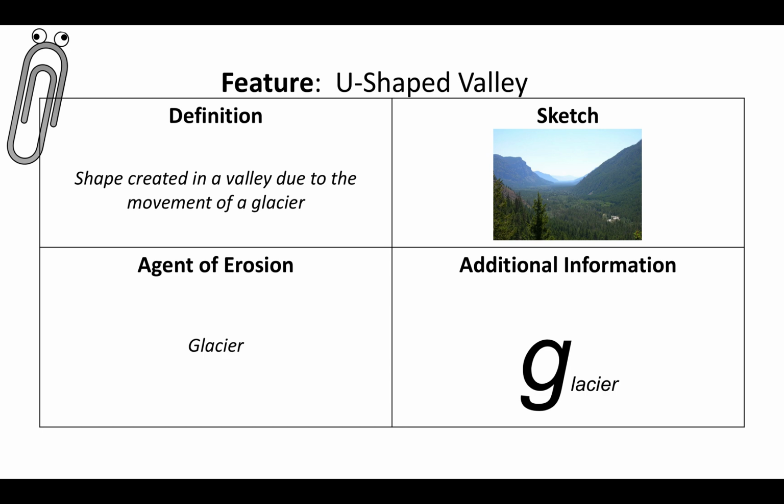So when you put these into your Frayer diagrams, you're going to really emphasize that the shape of the valley here is U, which is going to be important for glaciers. And if you look at additional information, I have a little bit of a trick for you. If you make the G really large, the bottom of the G kind of looks like a U, so that's your hint to remember that glaciers make U-shaped valleys, while rivers, that V in the word river, can help you remember that those are V-shaped valleys.